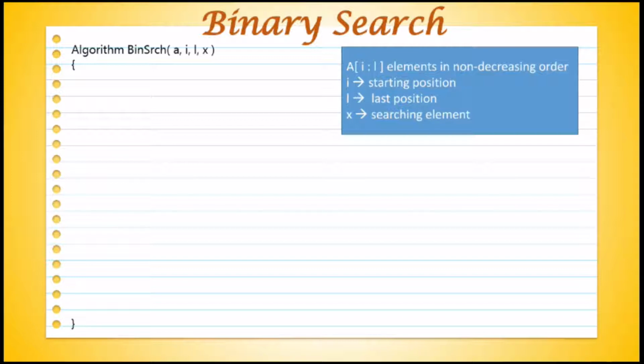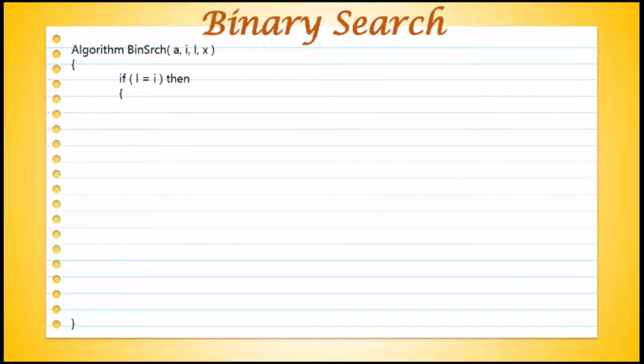So first we will check how many elements are present. Suppose there is only one element, then there is no need to apply divide and conquer. You can compare the searching element with the only one element which is present in the list. So here you will check whether the first position and the last position are the same. That means you are checking whether there is only one element in the list, and if this is the case, then you will directly check whether X is equal to A of I.